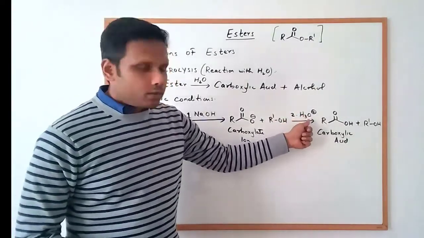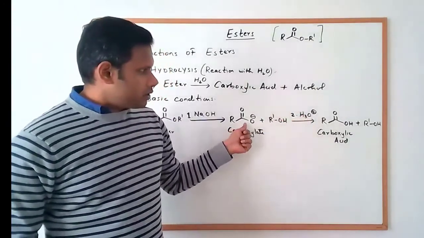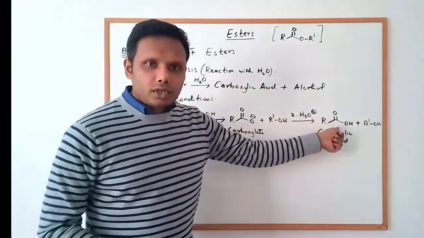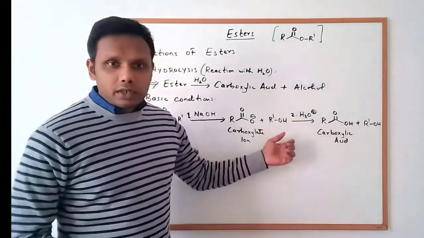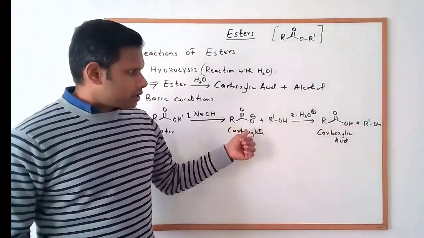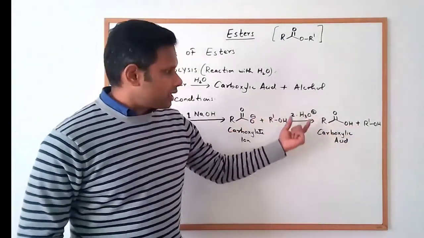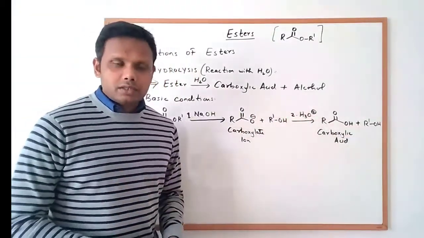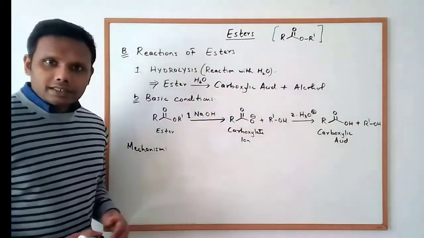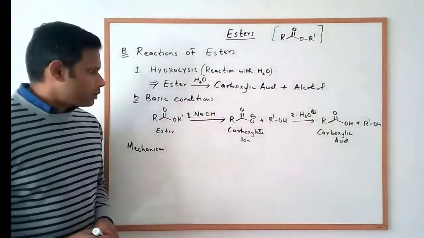When you do that reaction, you convert this carboxylate ion into the carboxylic acid, and the alcohol was already there. So to convert this carboxylate into the carboxylic acid, an acidic workup is needed, or a protonation step is needed. Let's look at the mechanism of this reaction.